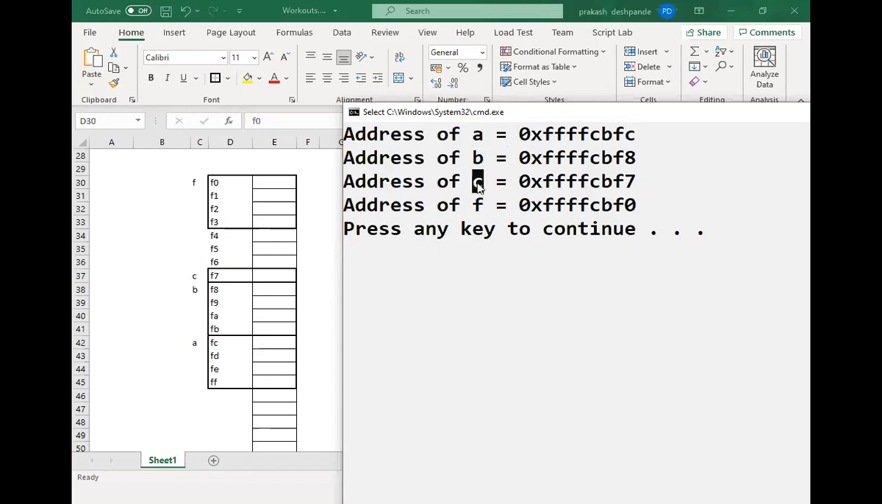For example, C is a character, which requires only 1 byte of memory. So the address F7 means it is only 1 block of memory. And a float F is going to take 4 bytes again. So F0 means from F0 to the next 4: F0, F1, F2, and F3.